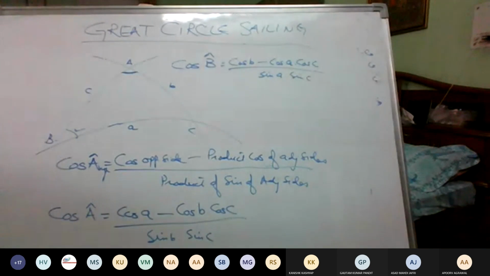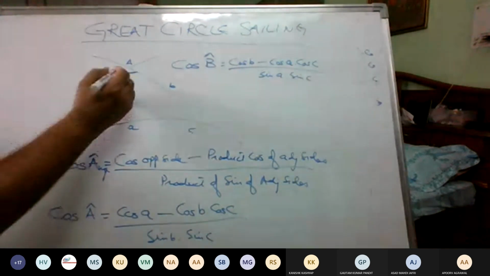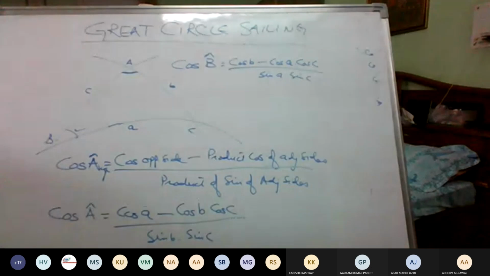Okay, so we can get this angle, any angle, if three sides are known. If three sides of a spherical triangle are known, we can get any angle by using the cosine formula. What is the formula? Cos of the opposite angle minus the product of cosine of adjacent sides of that angle, divided by the sine of adjacent sides of that angle.